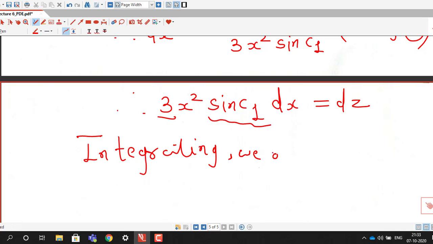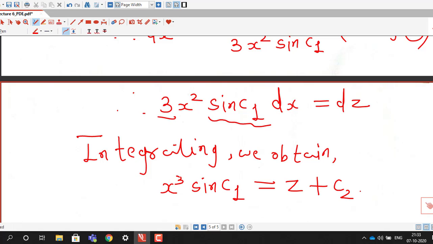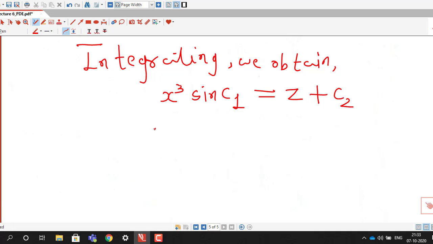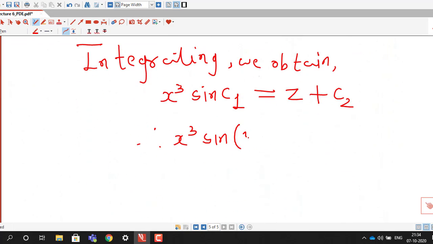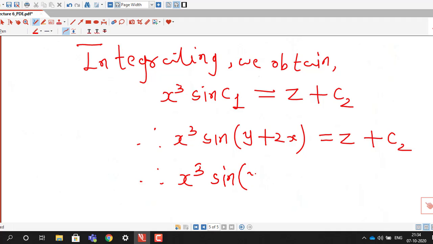So integrating, we obtain here 3 sin c1 is constant, and integral of x square will be x cube by 3. So 3 will also cancel out. So we are left with x cube sin c1 equal to integral of dz is z plus arbitrary constant, suppose c2. And therefore after integration we put c1 equal to, c1 was y plus 2x. So x cube sin y plus 2x equal to z plus c2, or this we can rewrite as x cube sin y plus 2x minus z equal to c2.